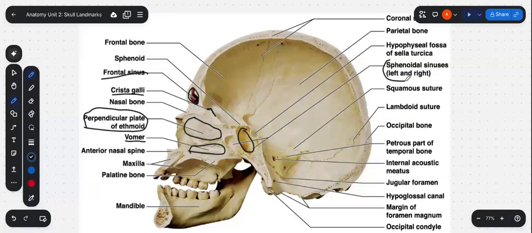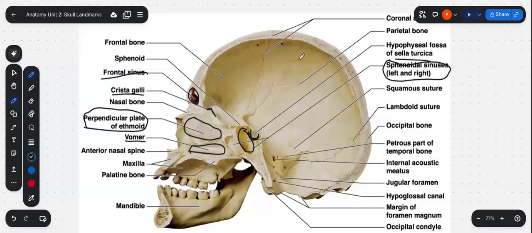Sphenoidal sinus, you can see the spelling for it right over here. Sella turcica is going to be this indent over here that is right next to the sphenoidal sinus. So that is your sella turcica. You don't need to say the hypophyseal fossa of the sella turcica. If you say sella turcica, it should be descriptive enough.